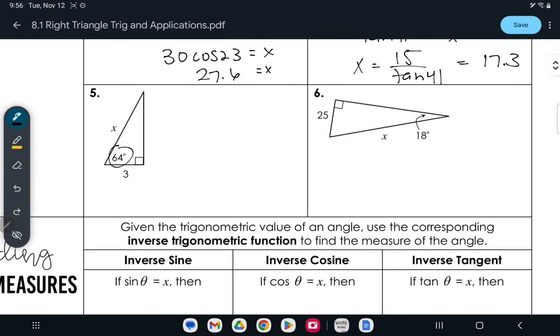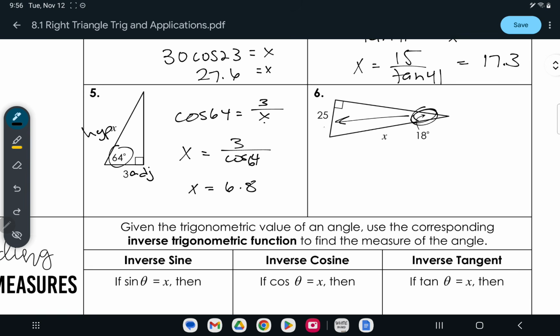All right, let's see. We have adjacent and hypotenuse. So cosine 64 is adjacent over hypotenuse. Same thing here. I have x in the denominator, so I can switch them. So x equals 3 over cosine 64, which gives me 6.8.